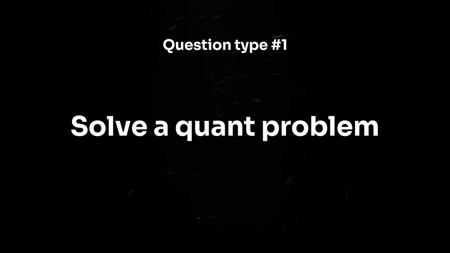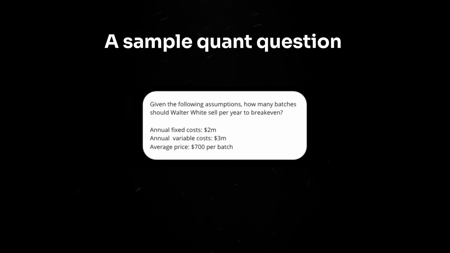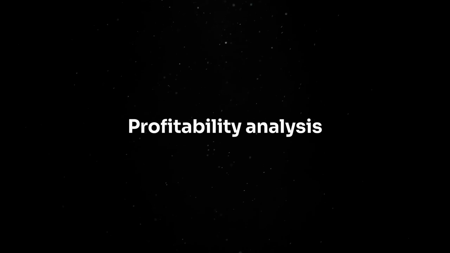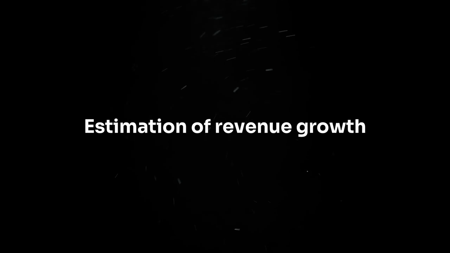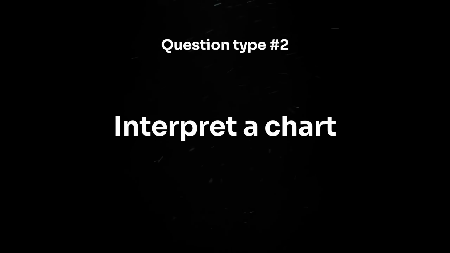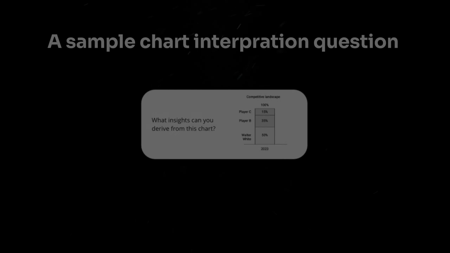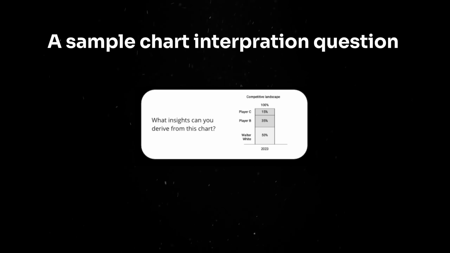Type of question number 1, solve a quantitative problem. This involves analyzing data to solve business-related problems. You may be asked to perform calculations such as profitability analysis, break-even analysis, or revenue growth estimations. Type of question number 2, interpret a chart. You are presented with visual data representations such as graphs, charts, or tables, and asked to draw meaningful insights.